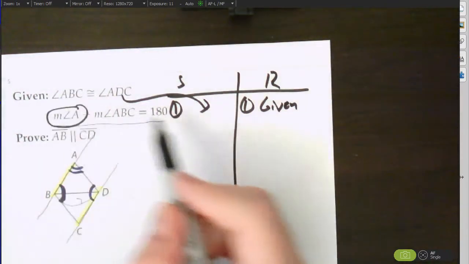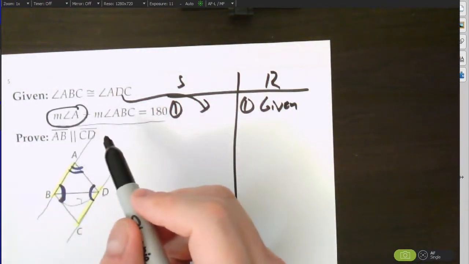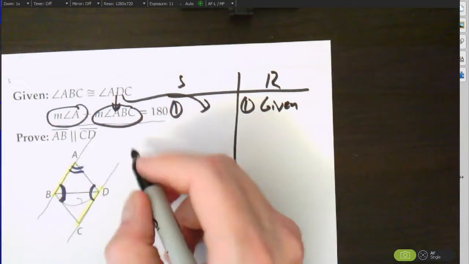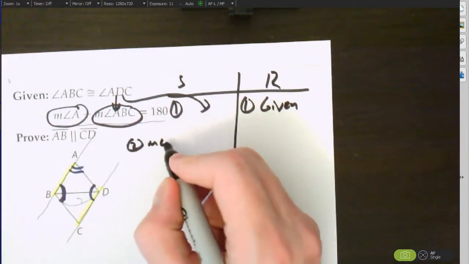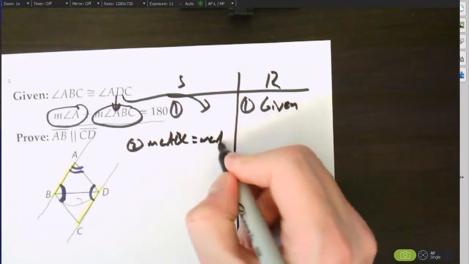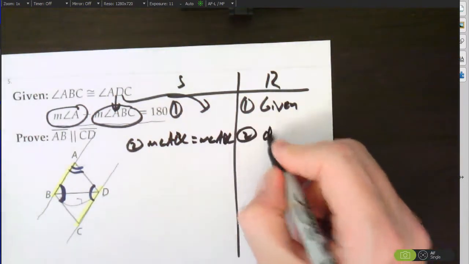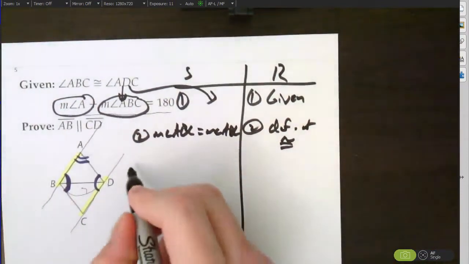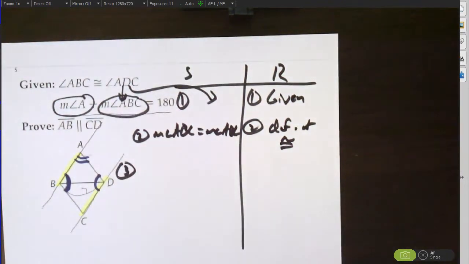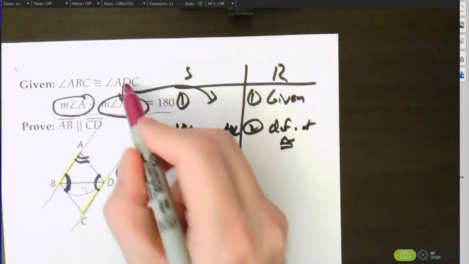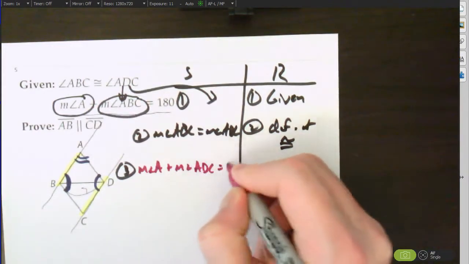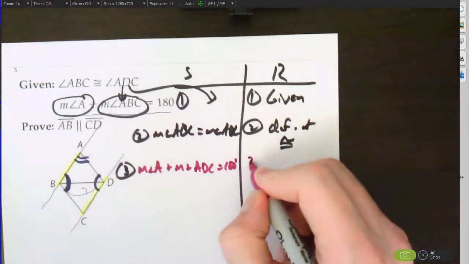I need to replace angle A with angle, sorry, not angle A. I need to replace angle ABC with angle ADC. This one's fine. So what I'm going to do for step 2 then is say that the measure of angle ABC equals measure of angle ADC by definition of congruent. Okay. And then 3, this marker is terrible. It's very dull at the end. Let's see if this one's any better. Looks a little sharper. Then I can replace ABC with ADC. So the measure of angle A plus measure of angle ADC is 180 degrees. That is by substitution.